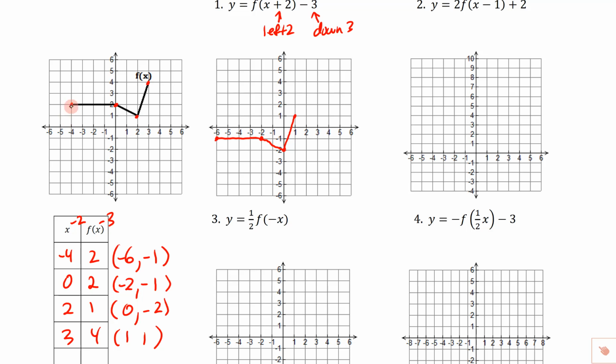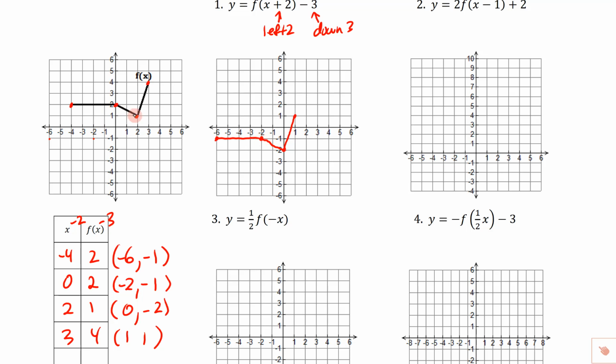So let's take this point and let's move it left 2 and down 3. So left 2, 1, 2, down 3, 1, 2, 3. So that would put us right here, and look where we are. We're right where we'd expect. Take this point right here, left 2, down 3, right where we'd expect.